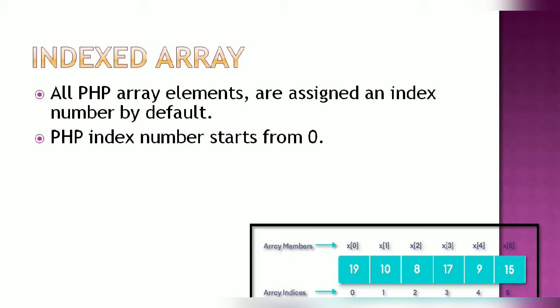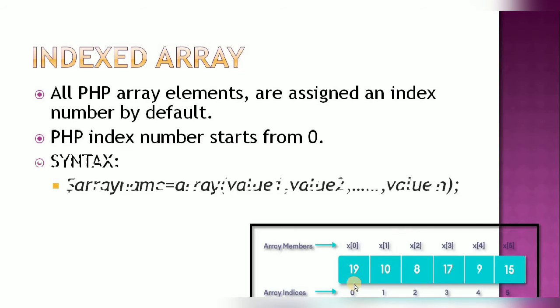So let us understand this in a diagram. Here, this is our array: 19, 10, 8, 17, 17, 9 and 15. So these are your array elements, the values which are stored in the array. Over here you can see 0. This 0 is the first index. Then 1, 2, 3, 4 and 5. So this is how each and every element is going to get one index.